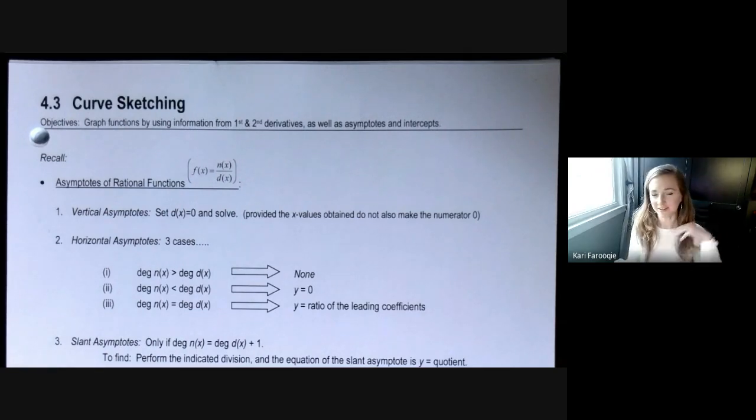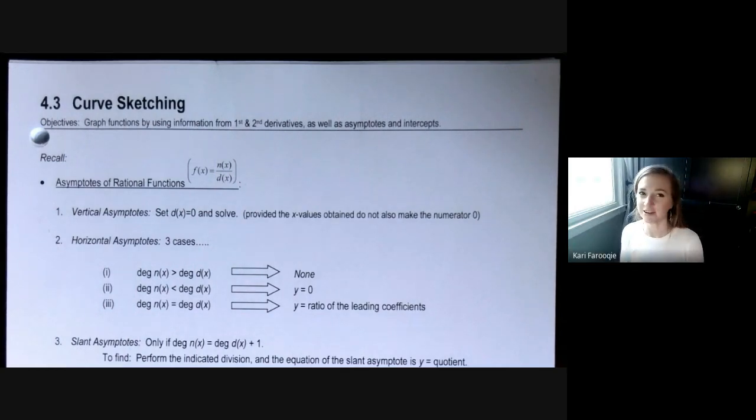our derivatives. So I love this section. It's one of my favorite things to do, so I'm really, really excited. The coolest thing is when you get done with this, you get to put the function in your calculator to check it. And hopefully you get the same picture in your calculator that you graphed using the information you gained mathematically. It's a very rewarding feeling.